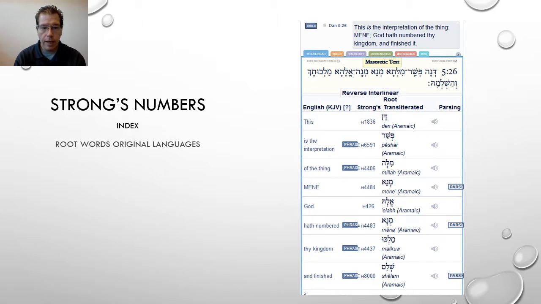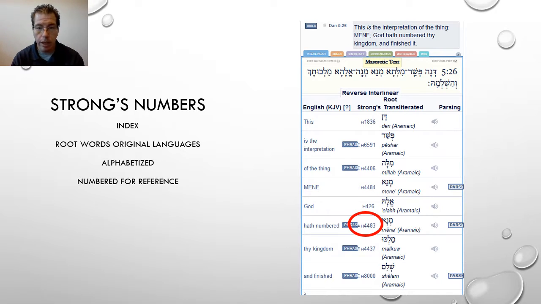So what are Strong's numbers? Strong's numbers are an index. They are an index of all the root words in the original languages from the Bible. So in the Old Testament, you have all the Hebrew and Aramaic words alphabetized and then numbered so that you can look them up. This was done by James Strong and his group of people back in the 1890s. So all the root words in the Bible have been numbered for reference, and that's what we're looking at. You can see I circled the number there from the verse, God hath numbered. The word hath numbered was translated into the English from the Hebrew word 4483, minah. So you could look that up to see exactly what the word meant.